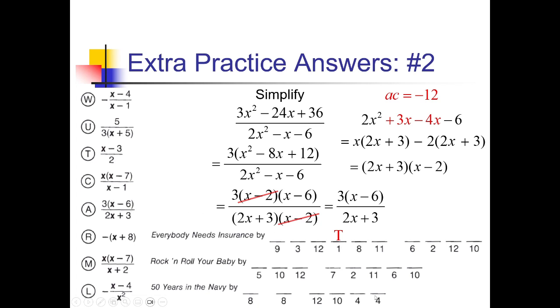So I'll just go line by line here. We have a 2 right here. We have a 2 right here. And it looks like that's it. So on to the next.